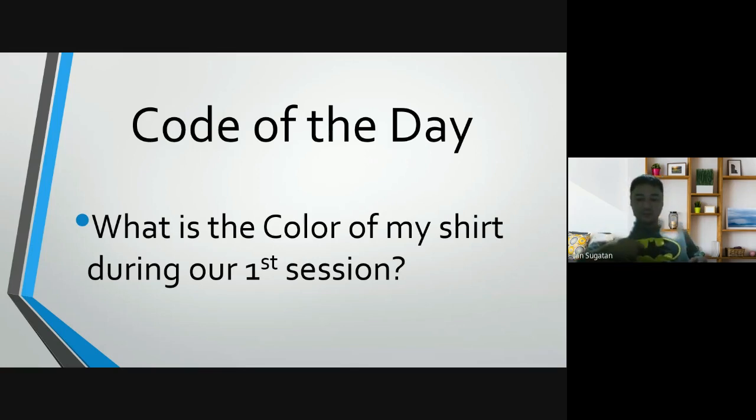And the inside is yellow. But the color of my t-shirt is gray. Okay? So gray, guys. That is the color of my t-shirt. Whoever knew that my t-shirt is gray, you can answer because that is the code of the day for tonight. Okay, so I think that is all.